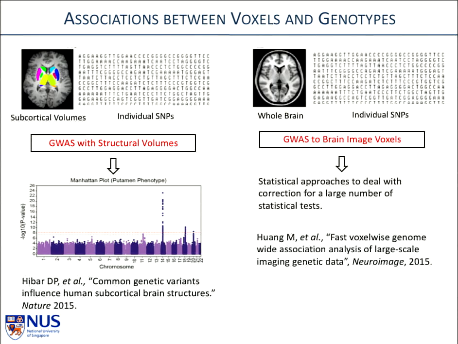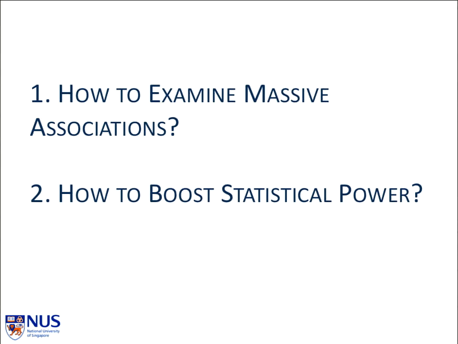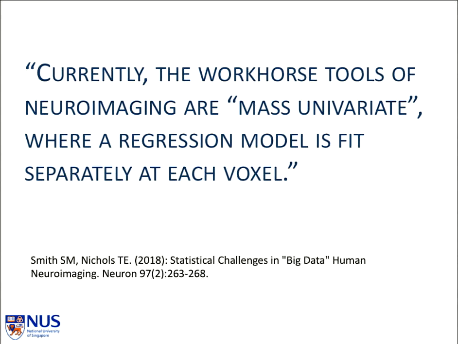And certainly, more aggressively, we also can link individual SNPs with individual voxels in the brain. So there are tons of association analyses we need to do in order to be able to detect real signals out of it. And certainly, there are a lot of challenges here. But the question is, how do we examine these massive associations? And how do we boost statistical power for this analysis?